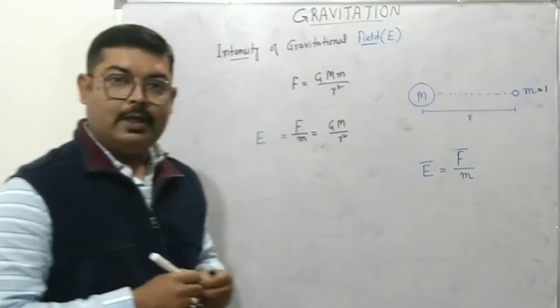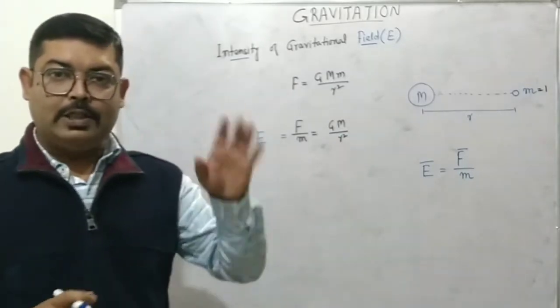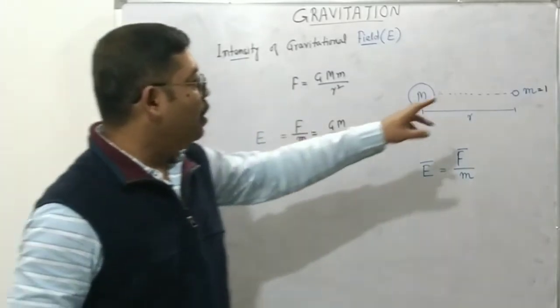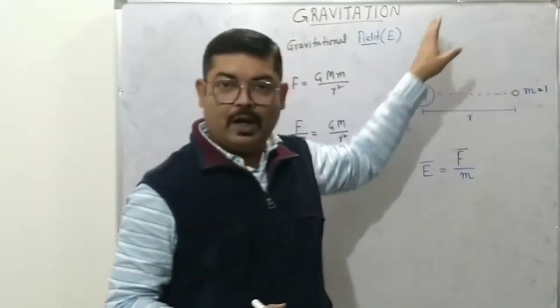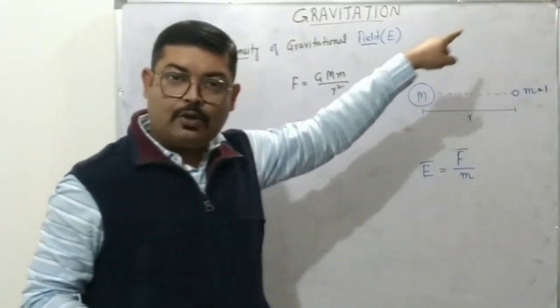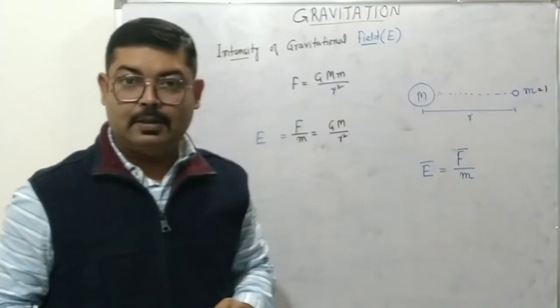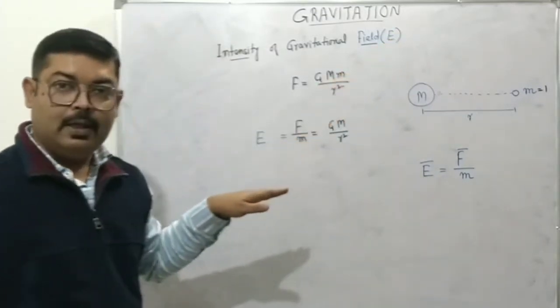It has a direction, and we always know that gravitational pull is always attractive. So the unit mass placed wherever will always be attracted towards the center of the given mass. So its direction will always be towards the given mass.